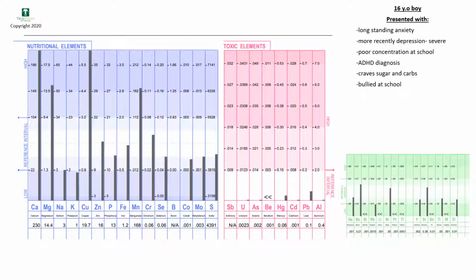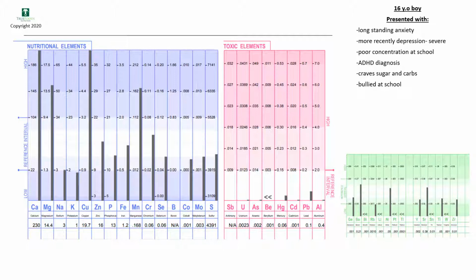So here we have a very typical hair mineral analysis for a 16-year-old boy presenting with anxiety and depression. He's being bullied at school. He has very poor concentration. He's been given an ADHD diagnosis. His parents are at wit's end about what to do with him. He usually craves sugar and carbs, and his diet is not that great currently.